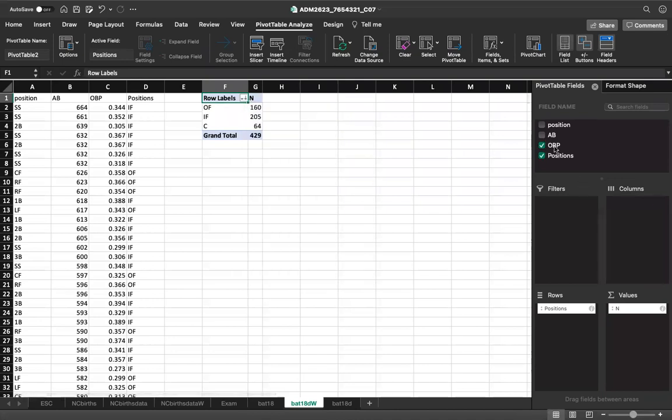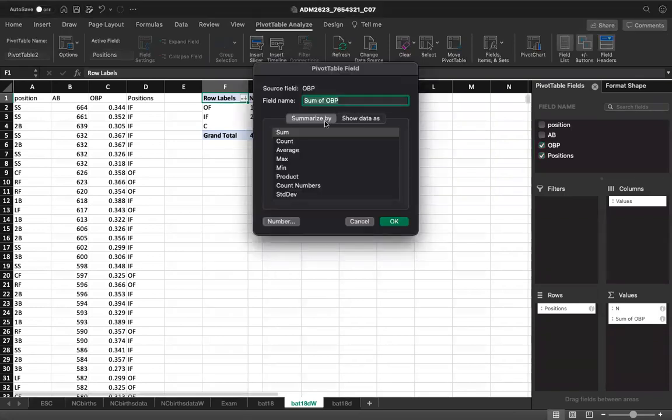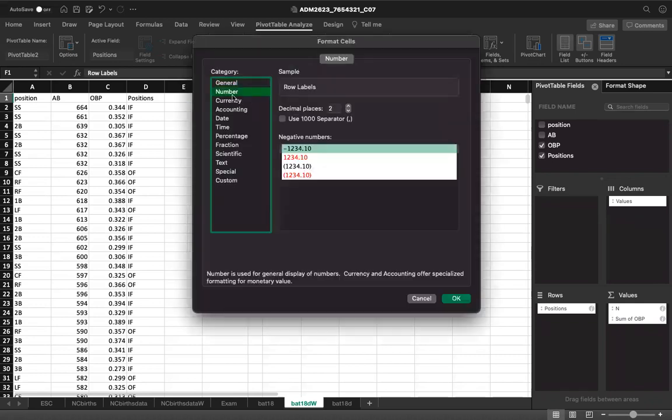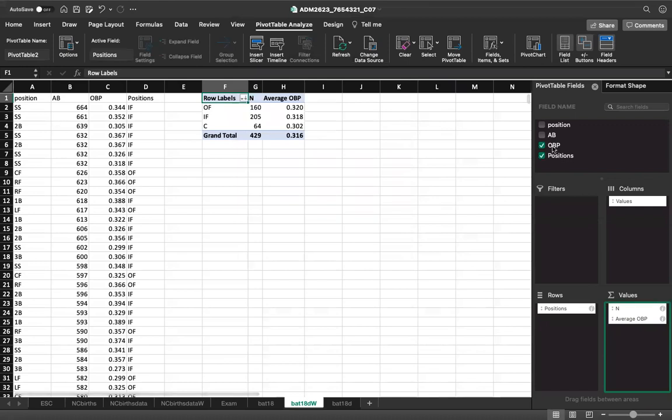Similarly, we want OBP averages. We'll keep it at 3 significant digits. And we once again calculate the standard deviation now.